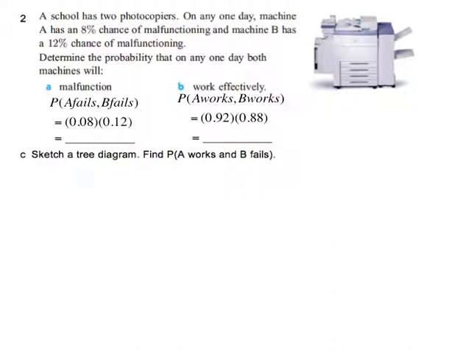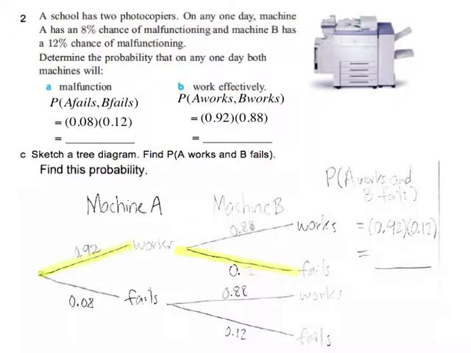Bottom problem, make a tree diagram. Probability A works and B fails. Here is the tree diagram. Machine A and machine B. So notice how the first branch in the tree diagram is just showing what happens to machine A. The next branch, 2 branches, or 4, I guess, branches is machine B. You could have done them in any order you want. You could have put machine B first, machine A next. The order of the tree diagram doesn't matter. It just means one thing happening and another thing happening and another thing happening, so the order is not important.